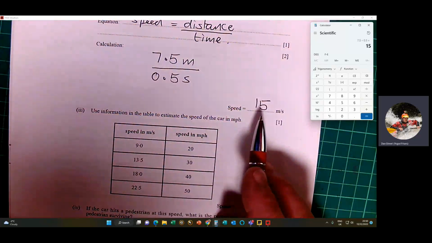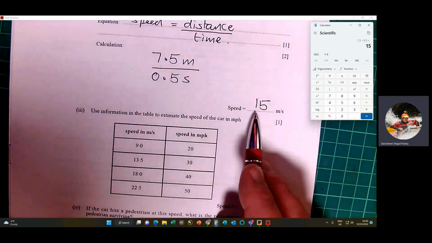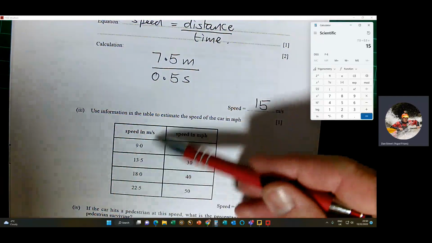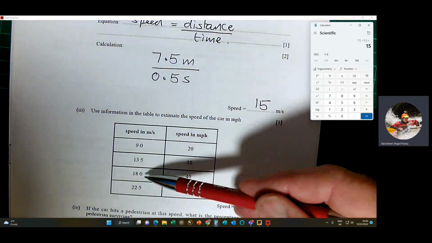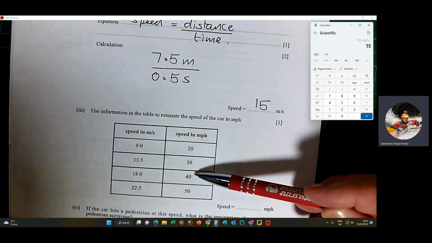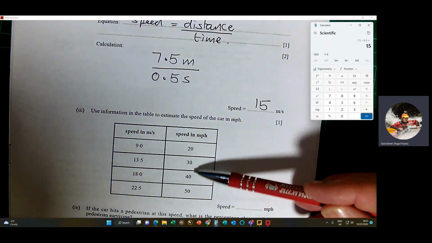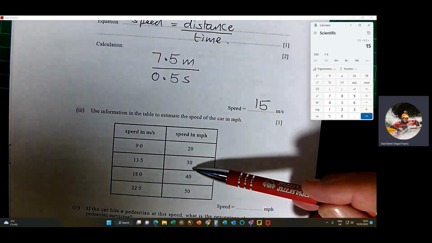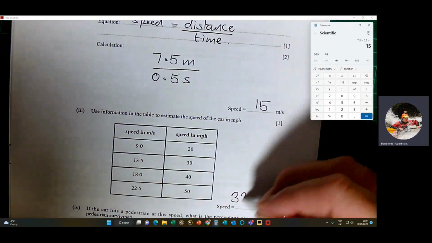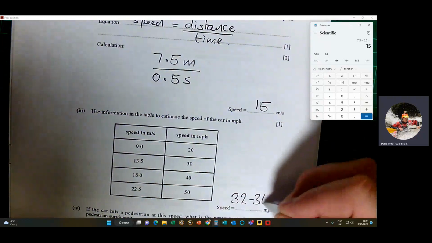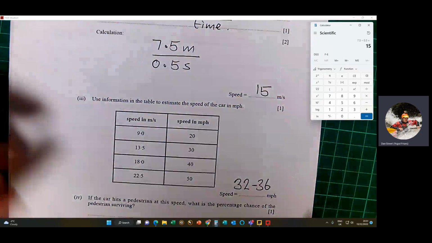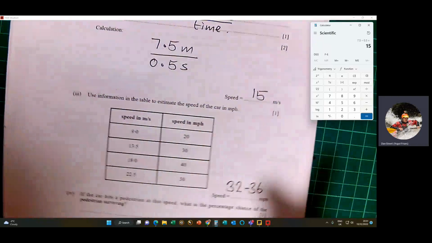So the car is doing 15 meters per second, and 15 meters per second doesn't appear on the table, but 13.5 to 18 does. So the value is going to be somewhere between 30 and 40, but obviously it's going to be sort of in the middle. So any answer between 32 and 36 would be acceptable. So 32 to 36 miles per hour would be an acceptable answer there, because of the slight uncertainty in the table.